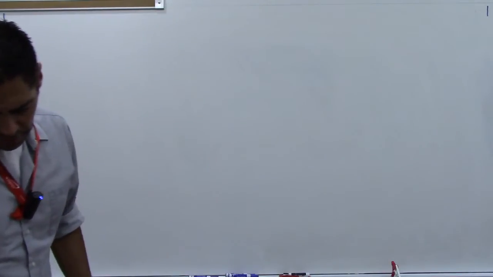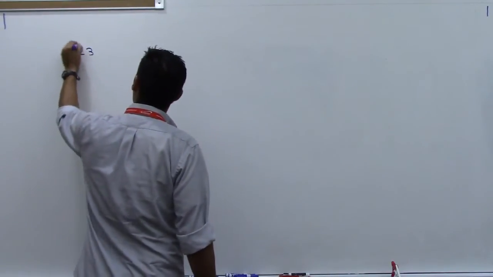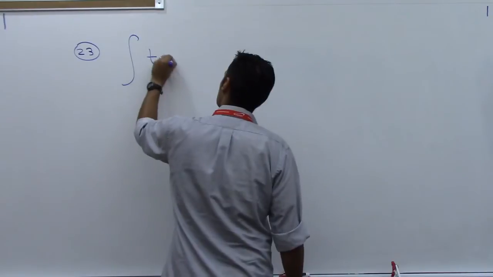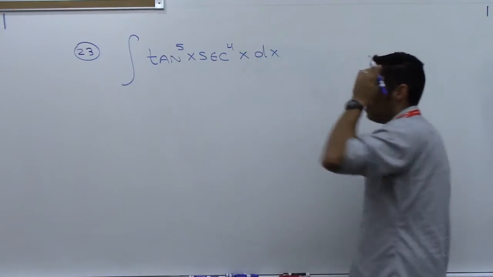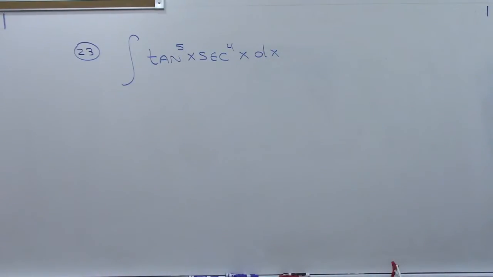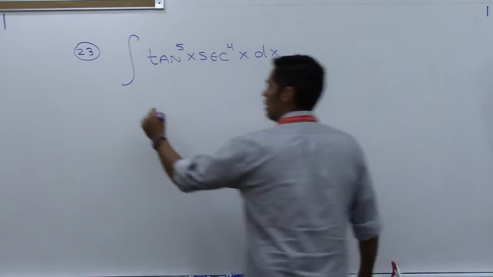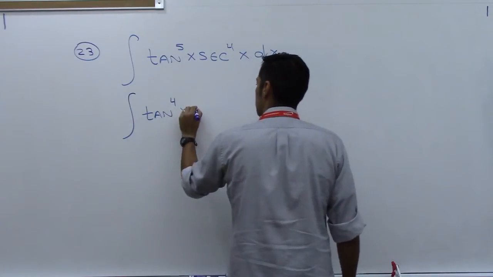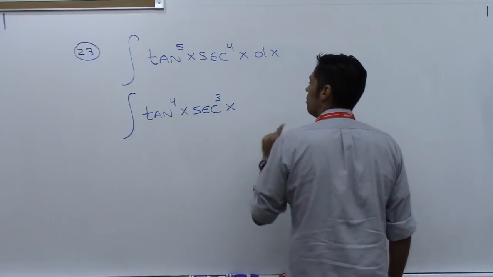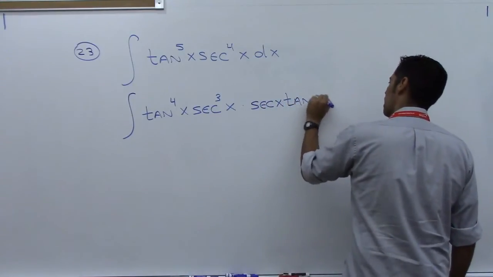So 23 is tangent to the fifth, secant to the fourth. So I've got the integral of tangent to the fifth x, secant to the fourth x dx. Now, if we look at our techniques here, we have secant and tangent together, and I'm going to be able to peel off one factor of tangent, so that's tangent to the fourth instead of tangent to the fifth, and one factor of secant, so that's secant cubed instead of secant to the fourth, and then here's that factor of secant that I pulled off, here's the factor of tangent that I pulled off.